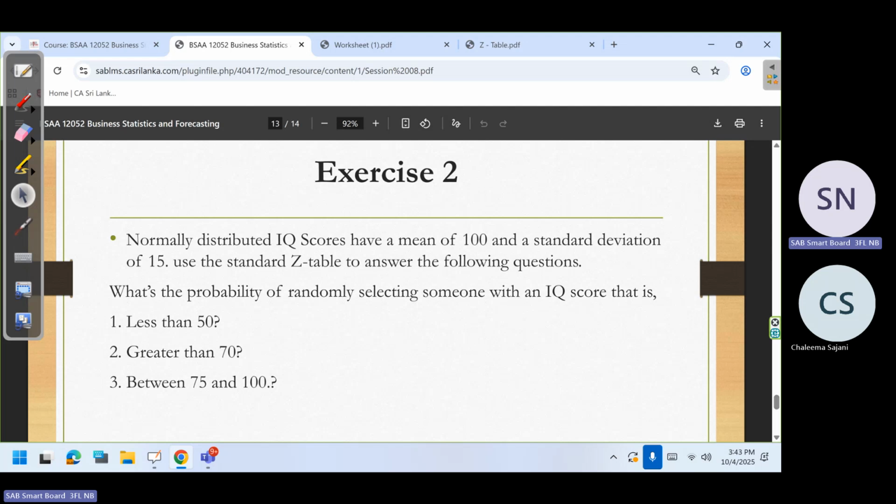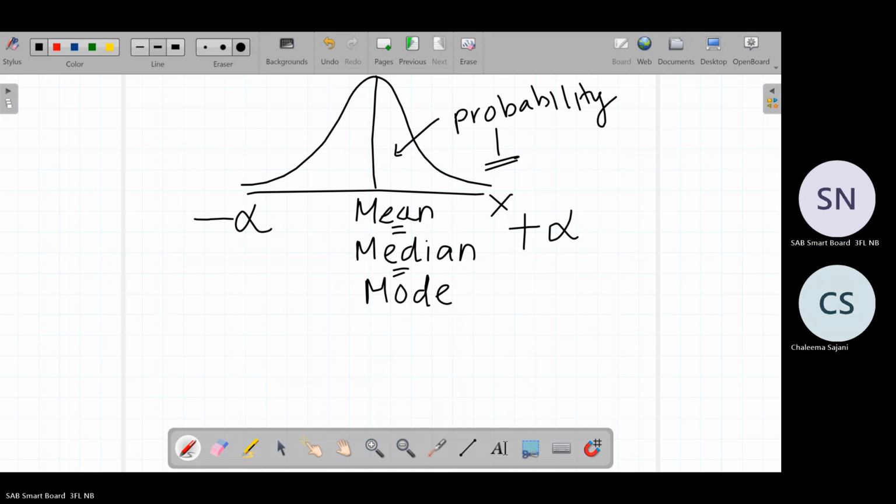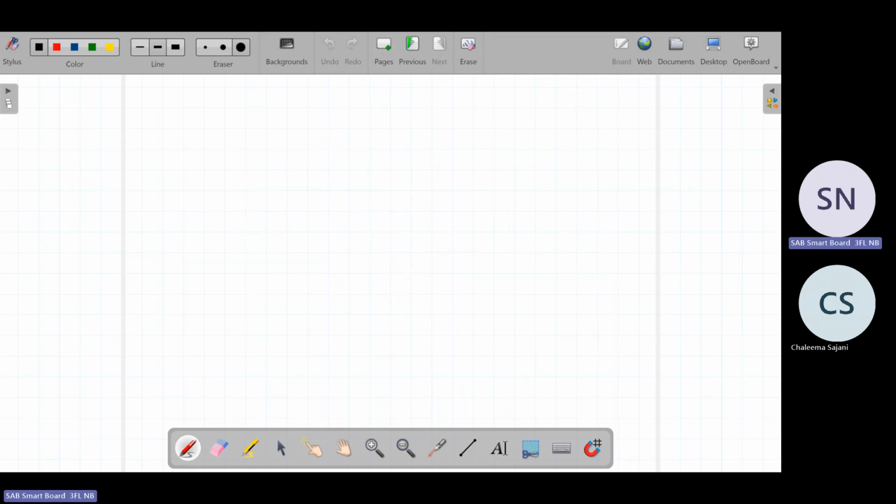Then first, before moving to the questions, normally, we read the scenario, then we identify what the random variable is. Then tell me, according to this exercise, what is the random variable? What is the random variable given here?